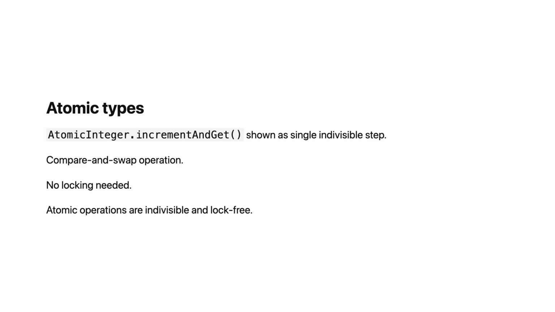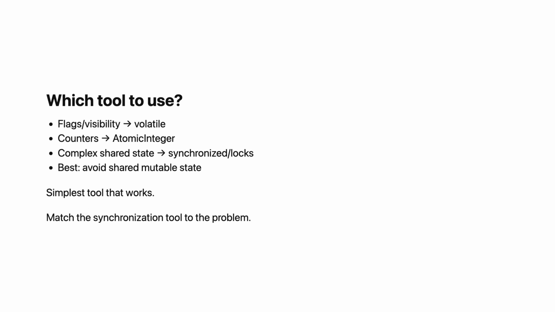Compare and swap: change the value only if it equals the expected value. If another thread changed it first, retry. Atomics are great for counters, flags, and simple state. For complex state with multiple variables, locks are often clearer. For simple flags and visibility, volatile. For counters and simple state, atomic types.